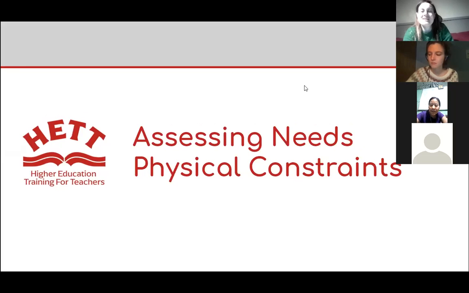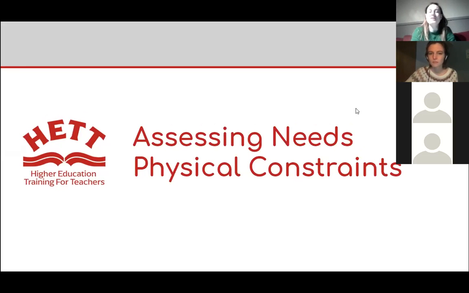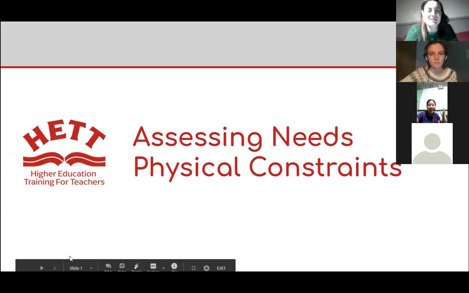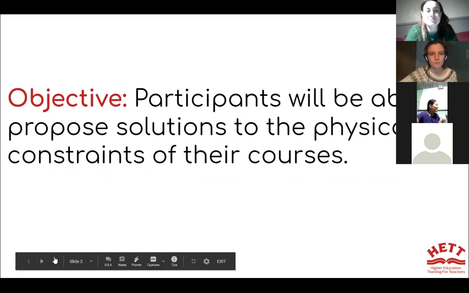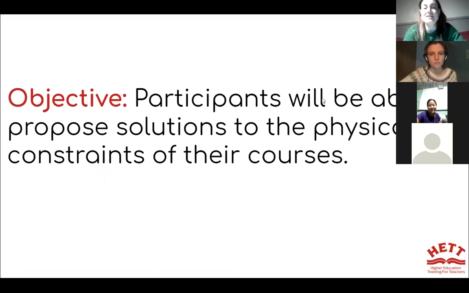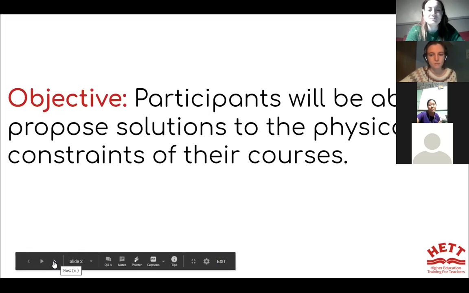Okay, so today we're looking at physical constraints. So we're looking at assessing needs, physical constraints. The objective for today's lesson is that participants will be able to propose solutions to the physical constraints of their course.